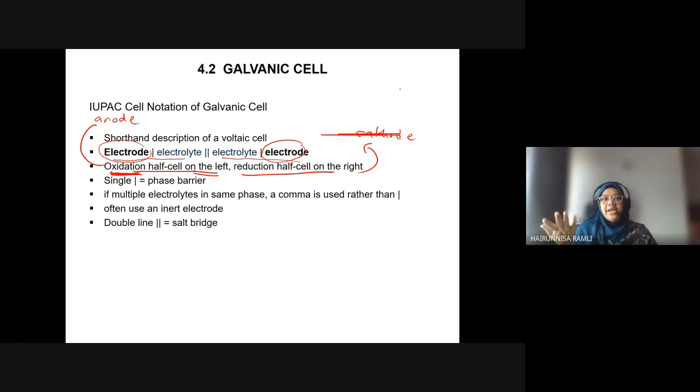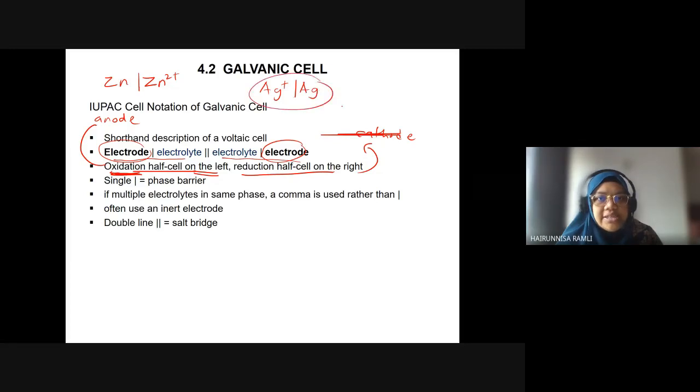Okay, so kalau ikut logik memang electrode, for example macam zinc kan, zinc kepada zinc 2+. Ini kita faham lah, this is oxidation. Okay, kalau reduction maksudnya contoh Ag+ kepada Ag. So this is reduction. So kita kena faham cara nak baca ni. Okay, so single slash ni kita bermaksud dia phase barrier. Means that this is zinc kan? Okay, zinc is solid. Zn2+ is aqueous. Ag+ is aqueous. Ag adalah solid.